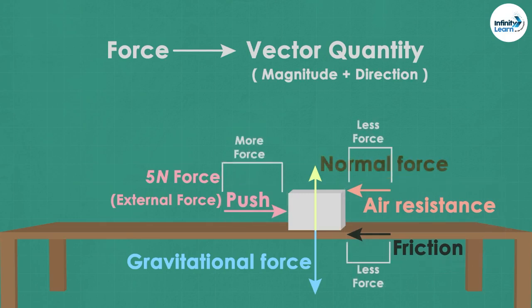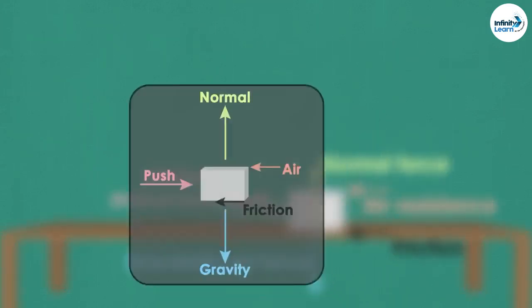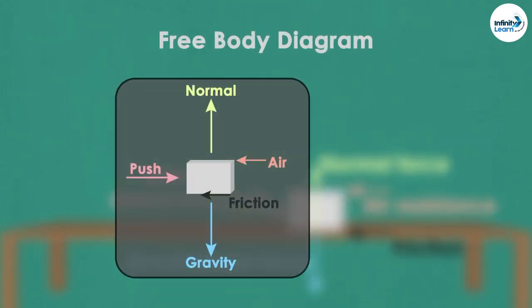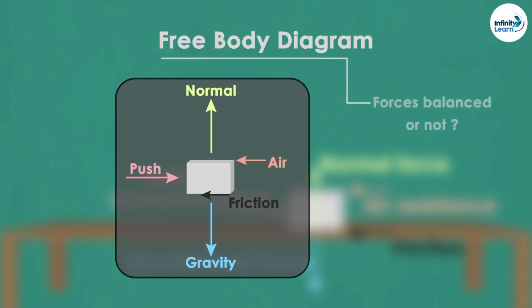Also notice the size of the arrows. If the magnitude is more, the size is also larger. This diagram you see here is called a free body diagram. Looking at it will give us an overall idea if the forces are balanced or not. And that in turn will also give us an idea about the direction in which the object is going to move. The best way to understand force is by understanding free body diagrams.